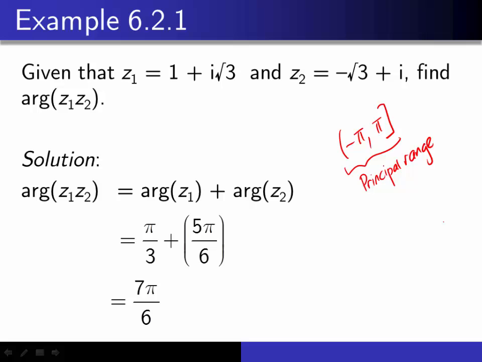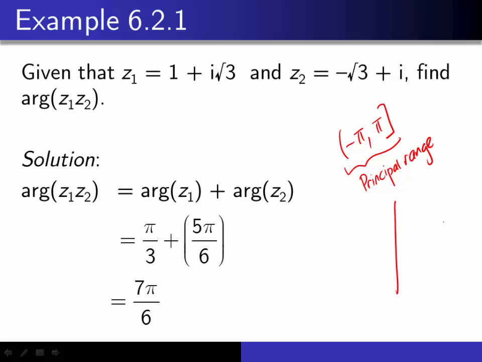Now, is 7 pi over 6 currently in our principal range? No. So the next question is, is it too big or too small? Too big. If it's too big, how do I bring it back inside the principal range? Do you know how? Not 2 pi minus, but minus 2 pi. Because why?